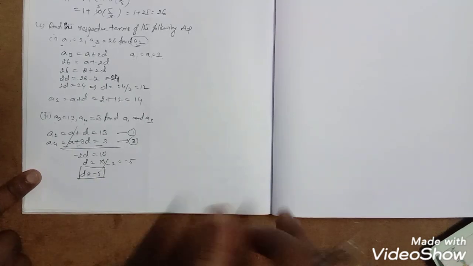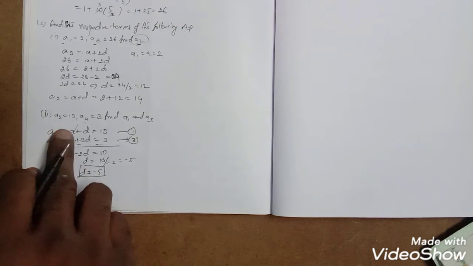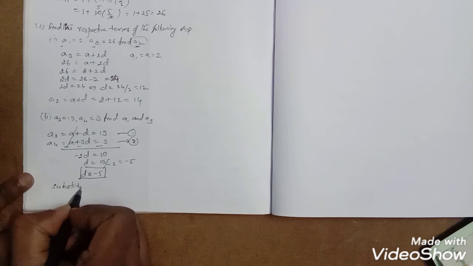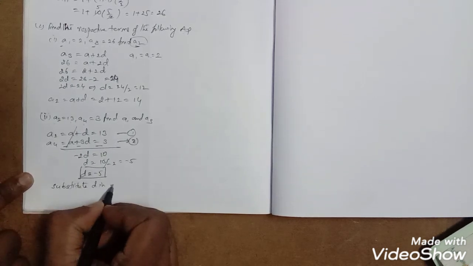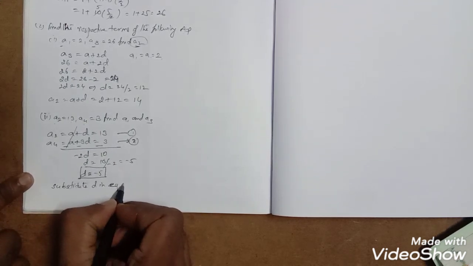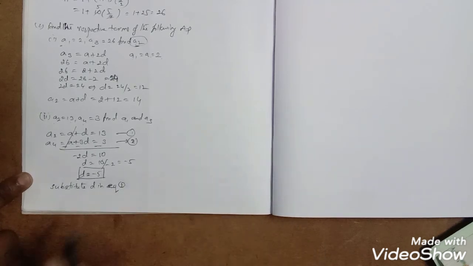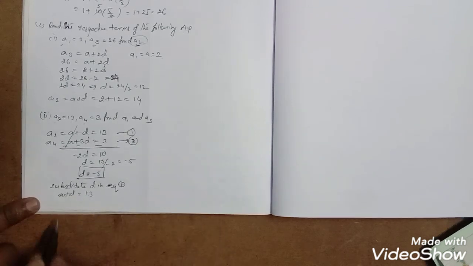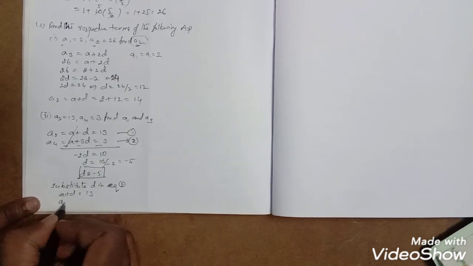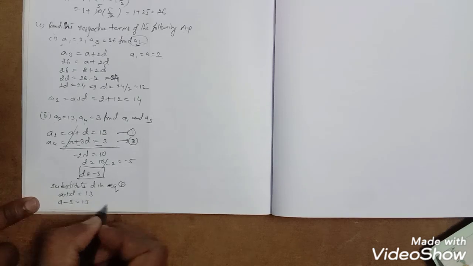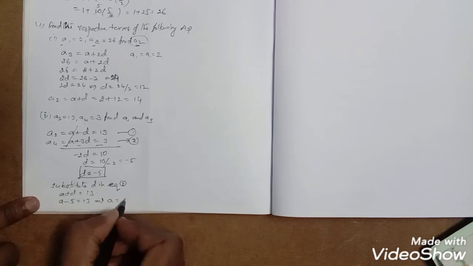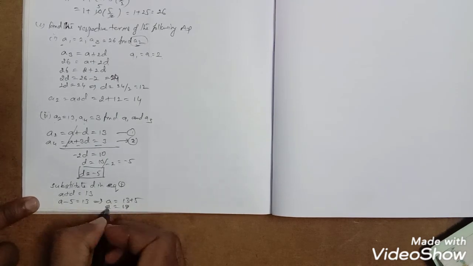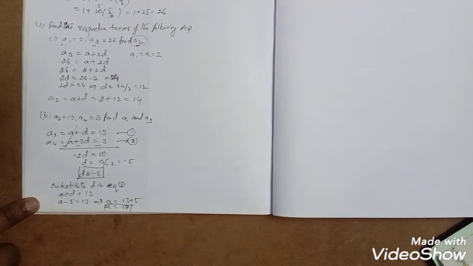So after getting the value of d, you have to substitute this d in any one of these equations. Let me substitute the value in equation 1. Now what is equation 1 here? It says a plus d is equal to 13. In the place of d I am substituting minus 5, so a minus 5 is equal to 13. So you'll get a is equal to 13 plus 5, which is nothing but a is equal to 18. So like this we are finding the values of a and d.